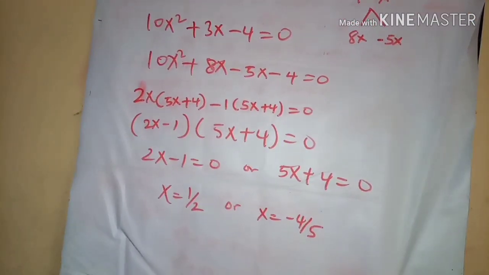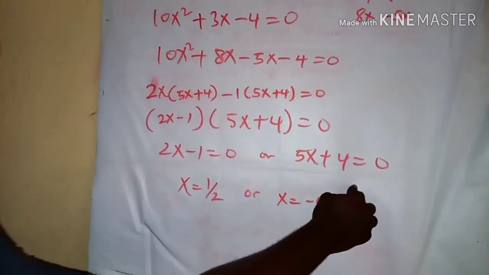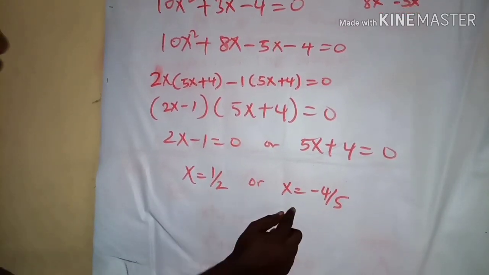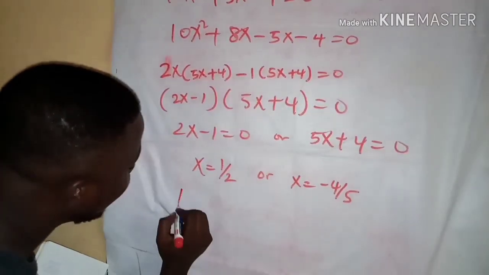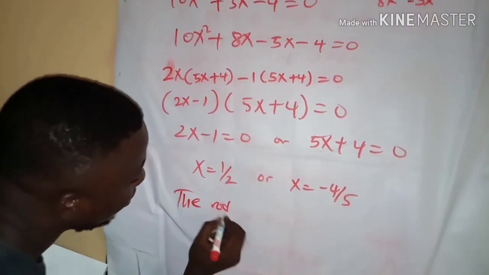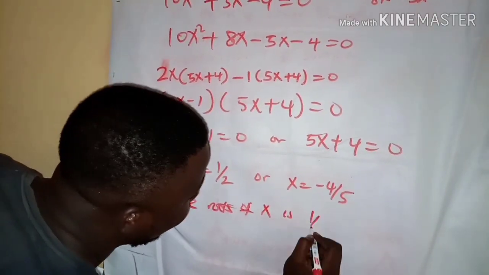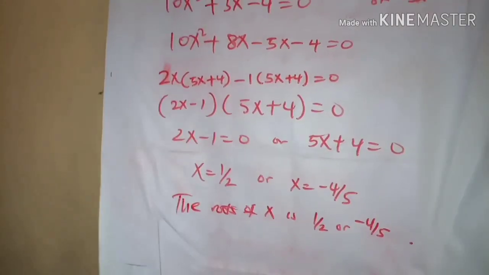So we evaluate x: 2x minus 1 is 0, or 5x plus 4 is 0. So from here we deduce that x is half, or x is minus 4 over 5. So we conclude that the roots of x are half, or minus 4 over 5. Thank you.